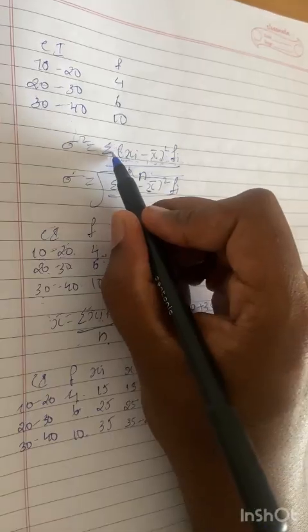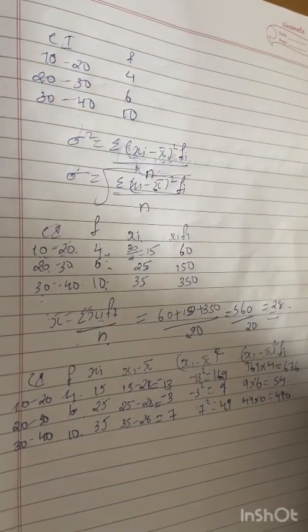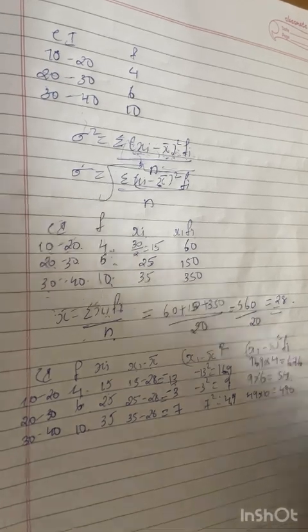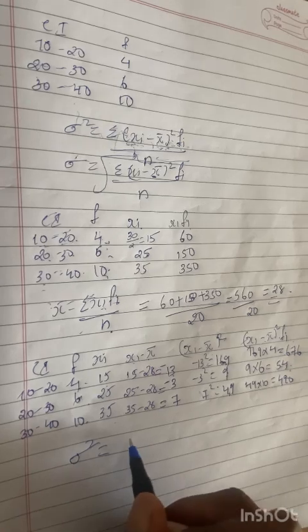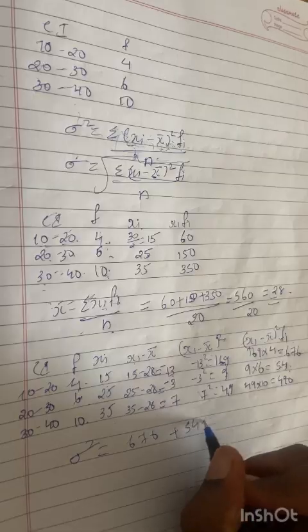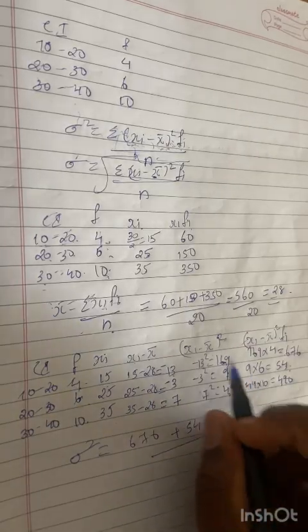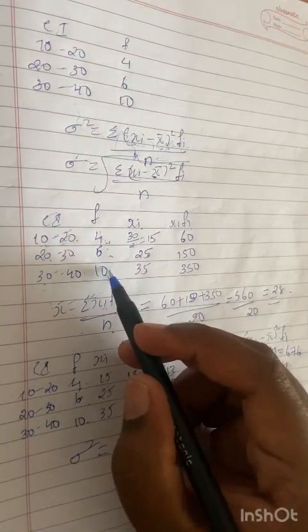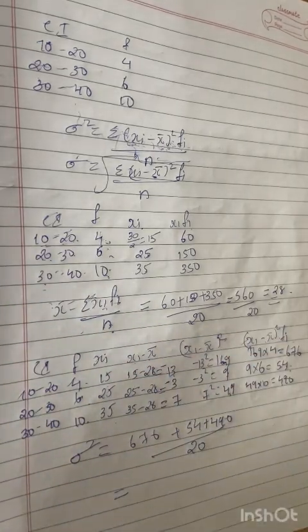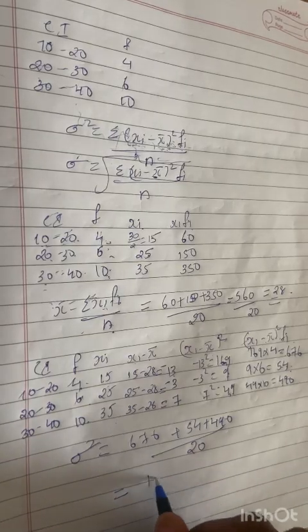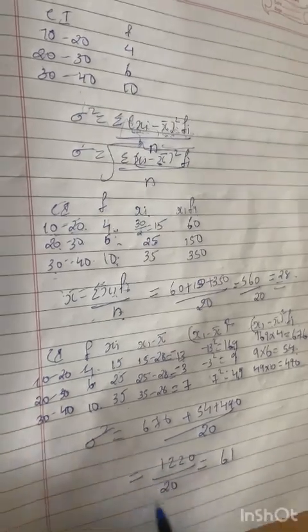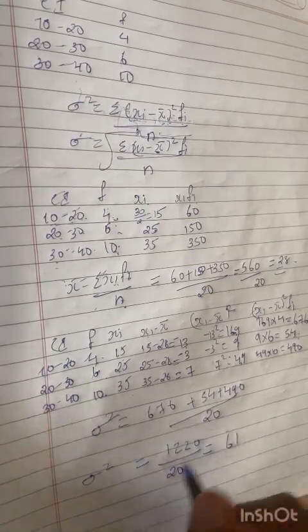The last and final thing is summation, right? Summation means adding up all the xi minus x bar all square into fi values. So I will be adding all these three values. My sigma square is equal to 676 plus 54 plus 490 divided by n. N is nothing but adding up all the frequencies, and we already found n here, so it is divided by 20. So my answer will be 1220 divided by 20, which is equal to 61. So sigma square is equal to 61.